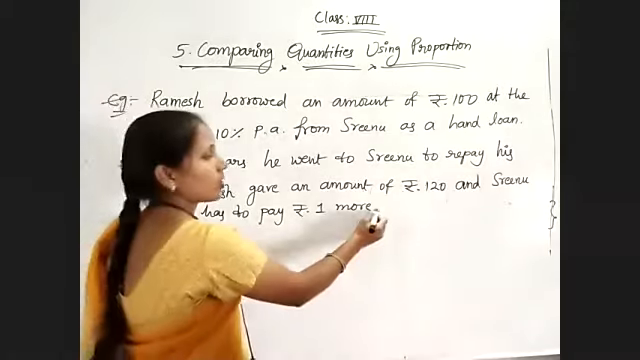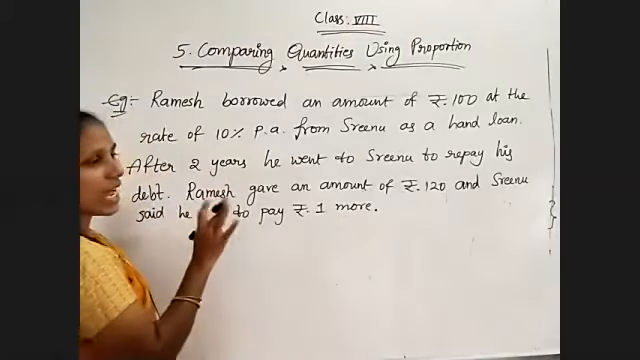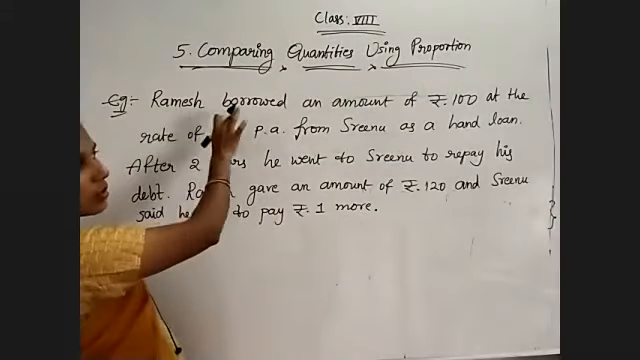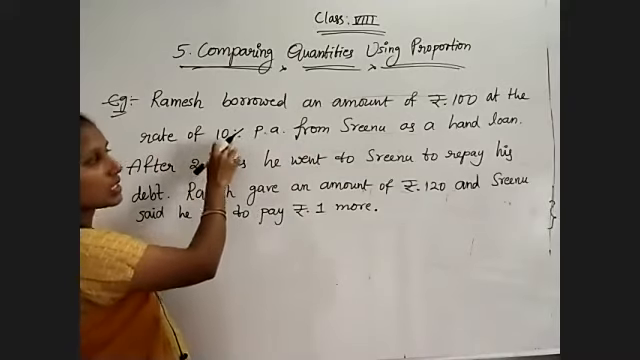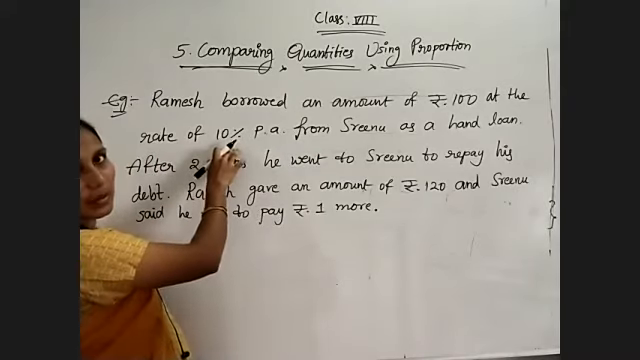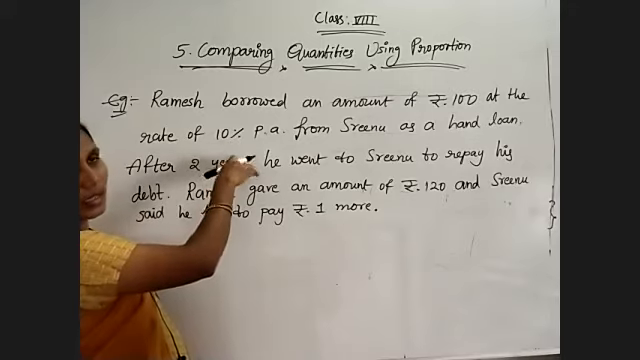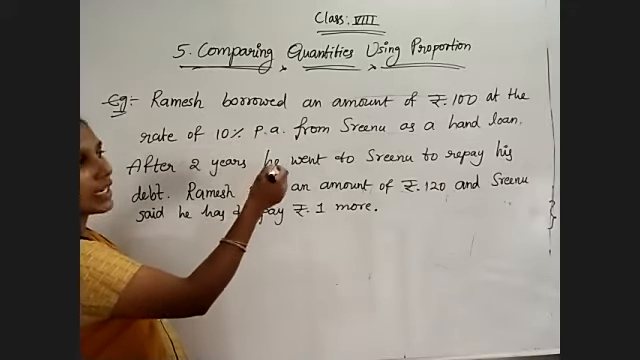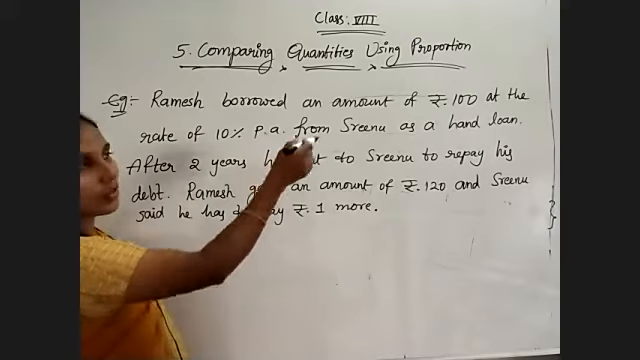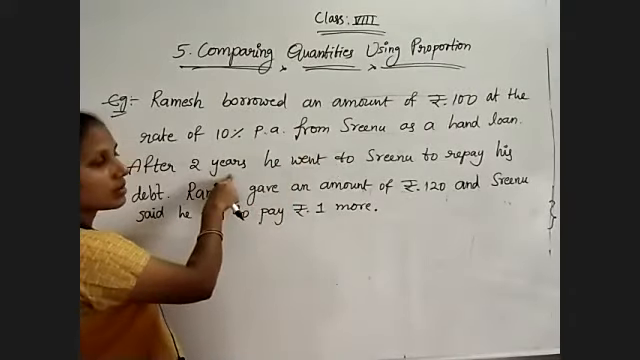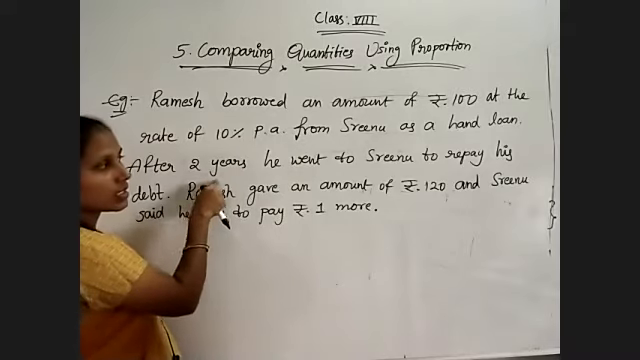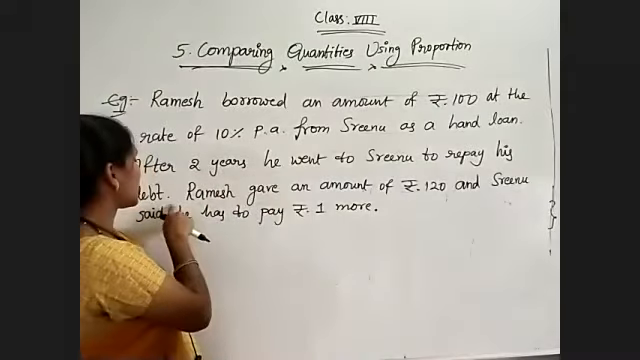Okay, so like this they are giving the conclusion. Just observe this question once. Ramesh borrowed an amount of 100 rupees at the rate of 10% per annum. Means for 1 year, the rate of interest is 10% for 100 rupees. And after 2 years, means time period is 2 years, he went to Srinu to repay his debt.